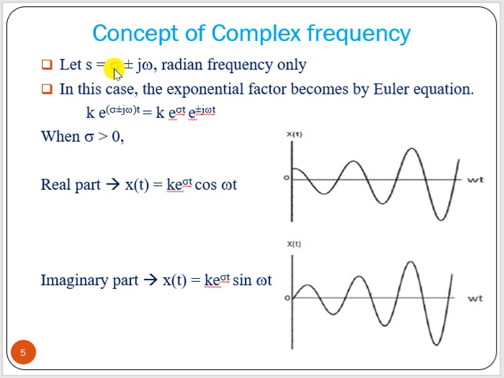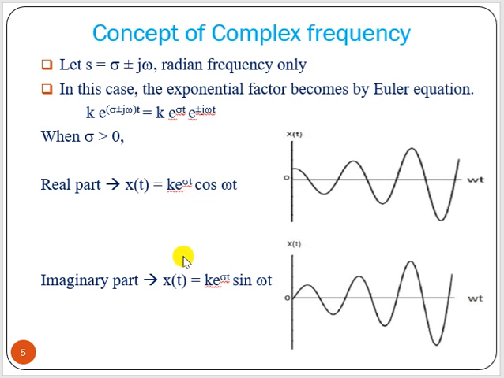Now say if we have both sigma and j omega terms, sigma can be positive, it can be negative. When sigma is positive, it will be e to the power sigma t into e to the power j omega t. Then we can write that the real part of that is e to the power sigma t cosine omega t, and the imaginary part is e to the power sigma t sine omega t. Right? If we decompose this using Euler's identity.